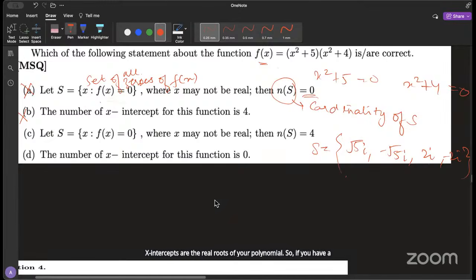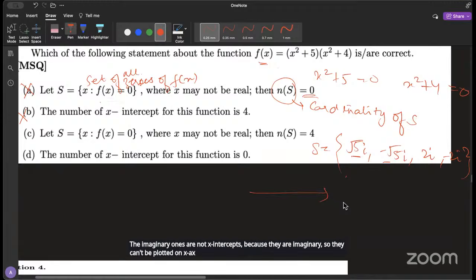So if you have a polynomial, only the real roots are x intercepts. The imaginary ones are not x intercepts because they are imaginary, so they can't be plotted on the x axis, right? Here the x axis is the real axis.